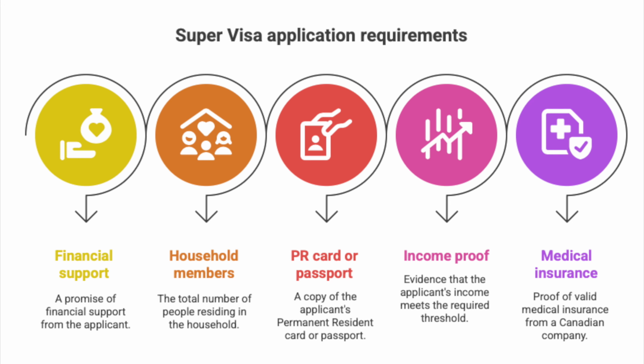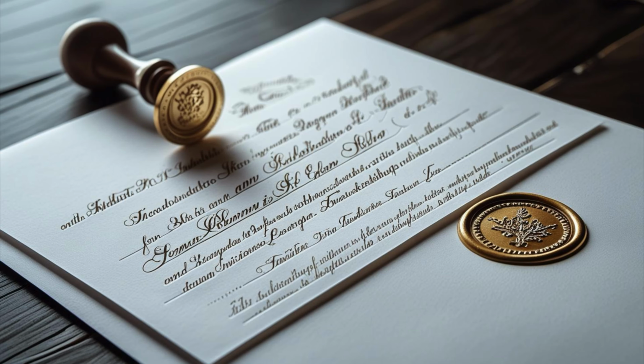There are some extra requirements for the super visa invitation letter. If you are applying for a super visa for parents or grandparents, the letter must also include a promise of financial support, the number of people in your household, a copy of your PR card or Canadian passport, proof that your income meets the low income cutoff, and proof that the visitor has medical insurance from a Canadian company valid for 1 year. The invitation letter should be notarized. It's not always required, but for super visa applications, it's strongly recommended to get the letter notarized.